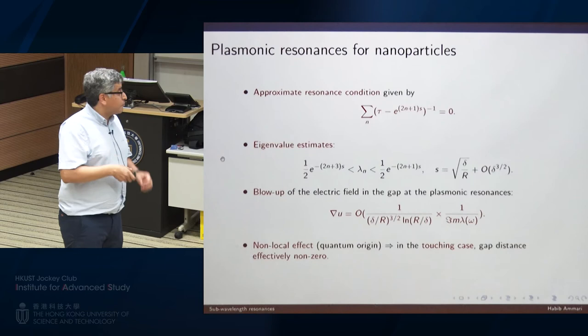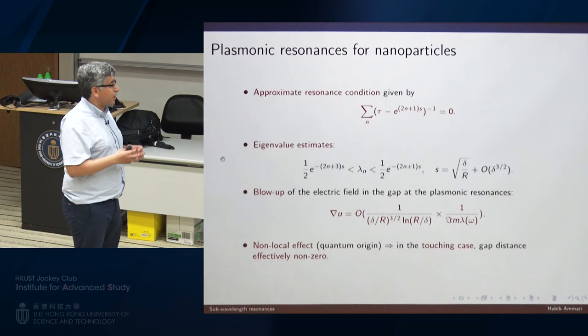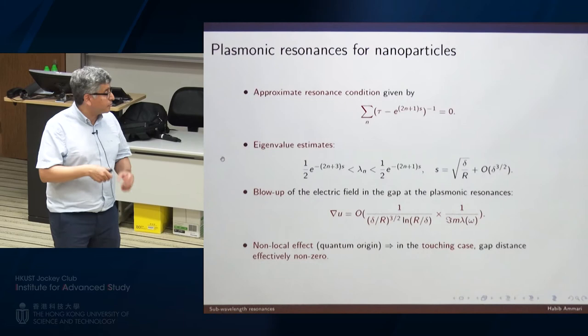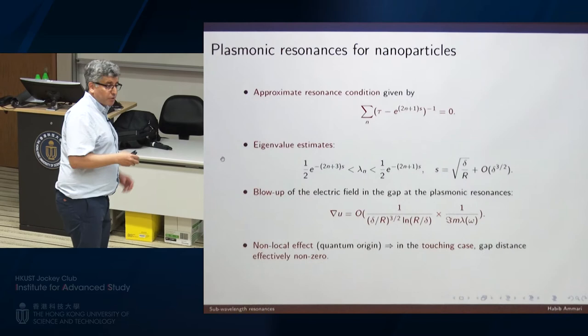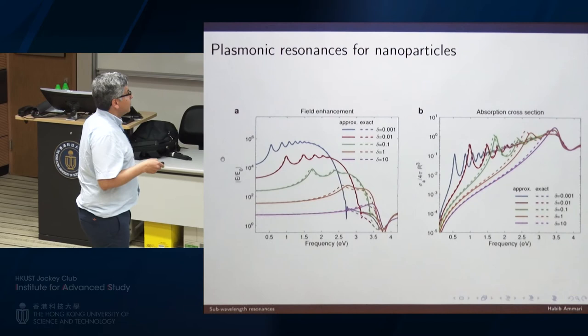But because of some fundamental physical limitation, this is known as the nonlocal effect. Even in the touching case, you cannot consider Maxwell's equations with two completely touching plasmonic spheres. You have to consider them with a gap distance, which is effectively non-zero. So you don't have a continuous spectrum, but you have a dense spectrum as the distance goes to zero. Okay? Denser and denser.